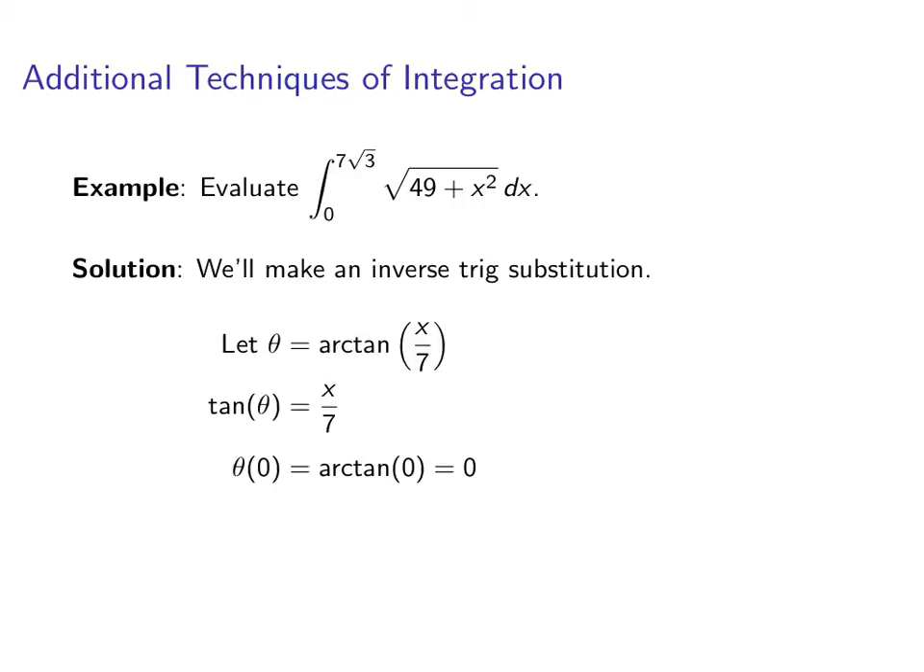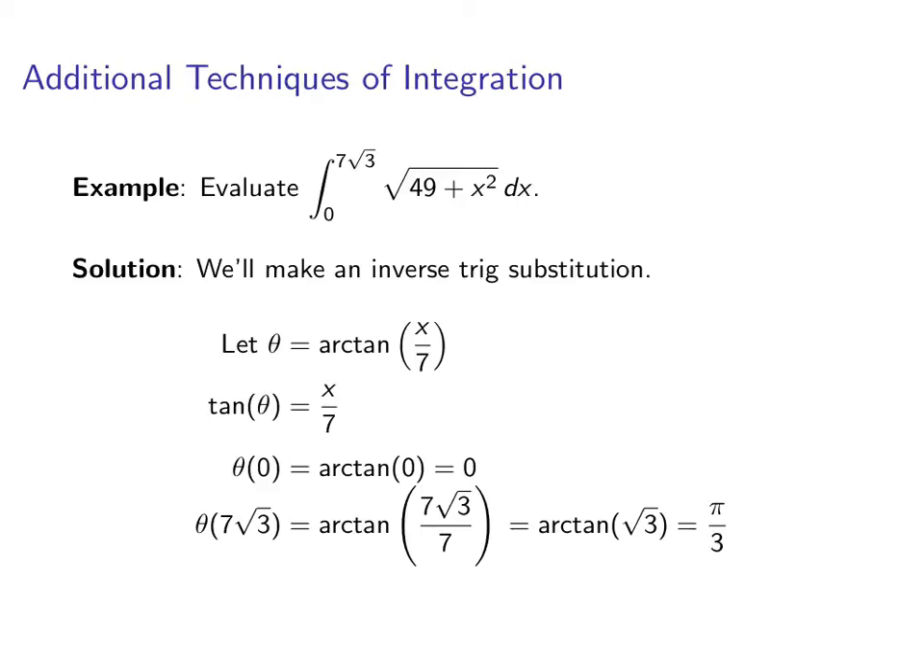Oh, we also have to change limits of integration. Theta of 0 is arctangent of 0. That's just 0. Theta of 7 root 3 is arctangent of 7 root 3 over 7. That's arctangent of root 3. This is another one of these that we should be able to work out. That's pi over 3, because tangent of pi over 3 is root 3.